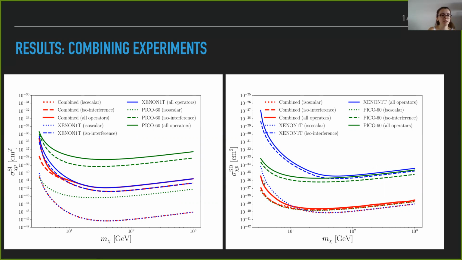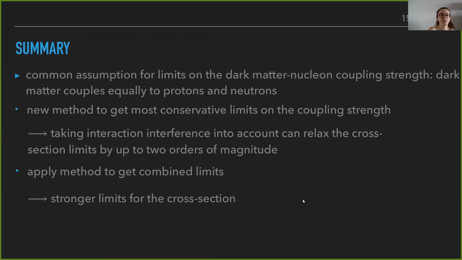And with this, I would like to summarize and conclude. So we learned that the common assumption that Cp is equal to Cn is quite strong. So we have developed a method to get the most conservative limits. Doing this, the limits can be relaxed by several orders of magnitude. And in addition, we have developed the method to get limits by combining experiments, which can lead to much stronger results, but being still fully conservative.